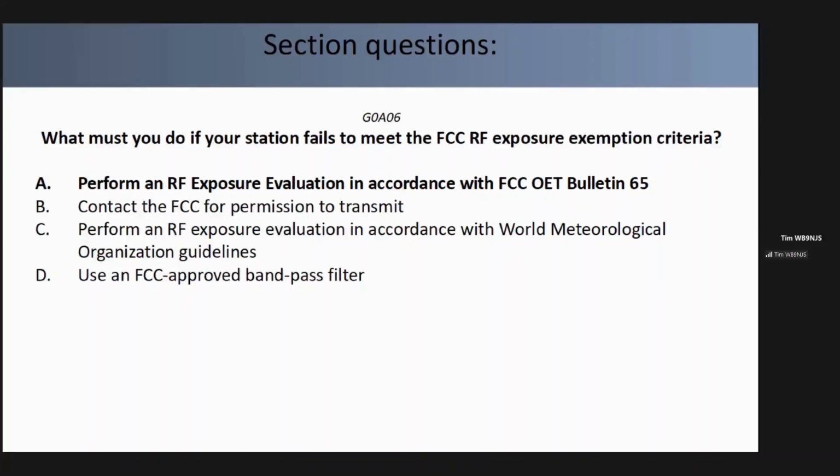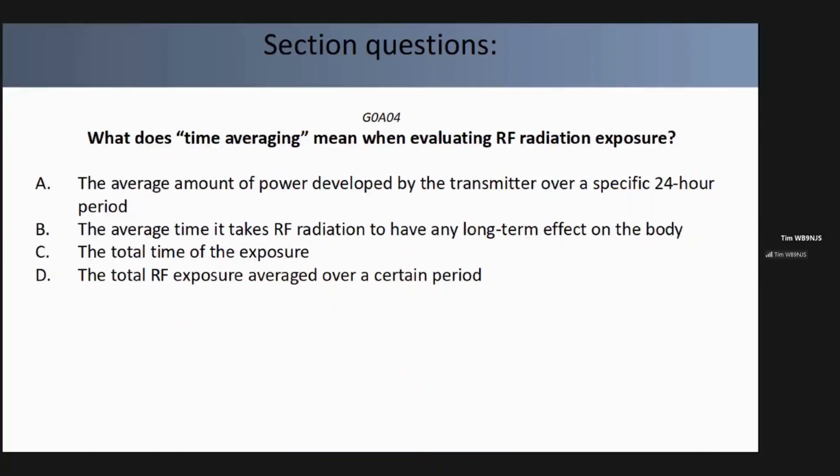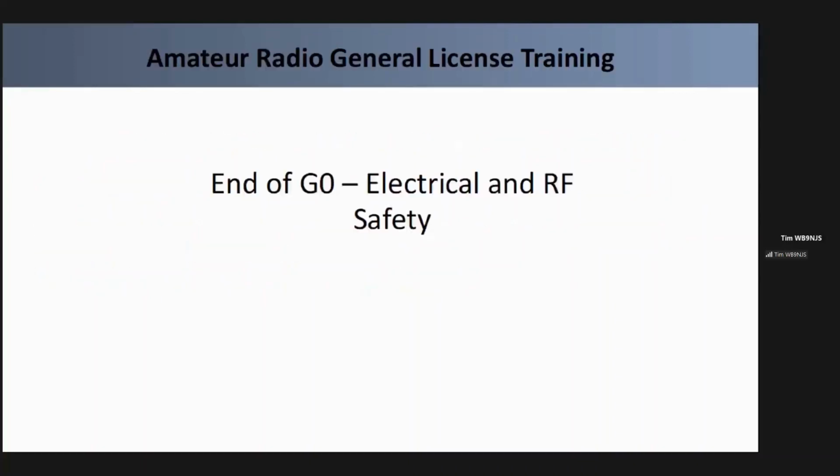But if you fail to meet the exemption criteria, which is under a 1 milliwatt time averaged, yeah, so there you go. And oh, how about that? What does time averaging mean when evaluating an RF radiation exposure? Well, it's the total RF exposure averaged over a certain period of time.